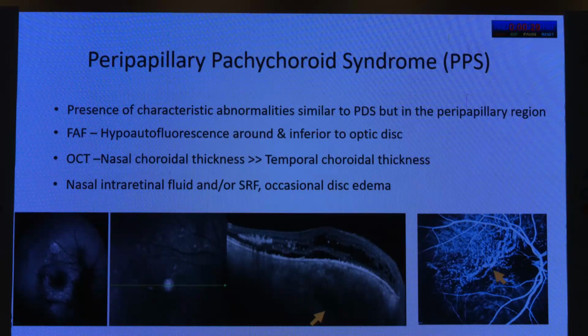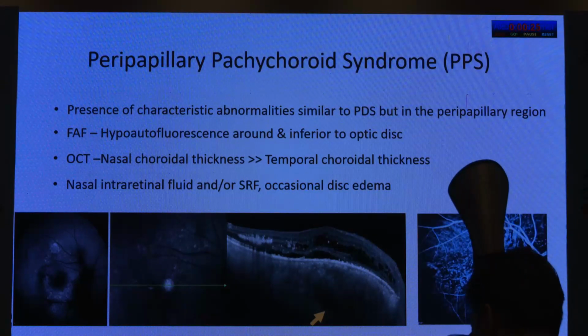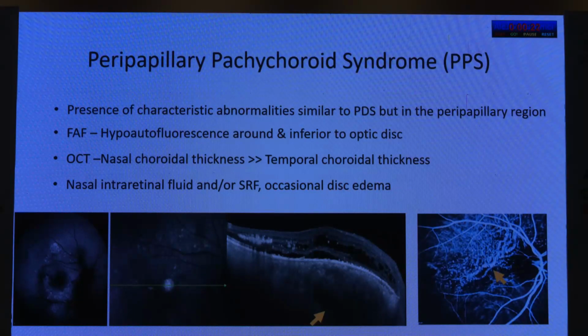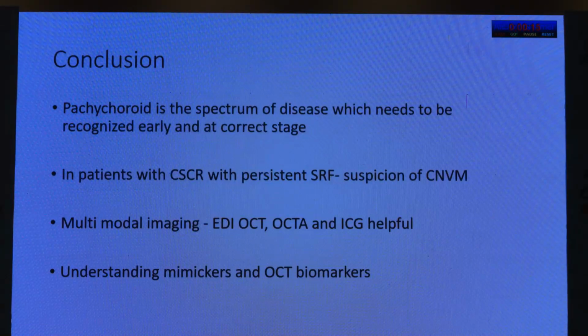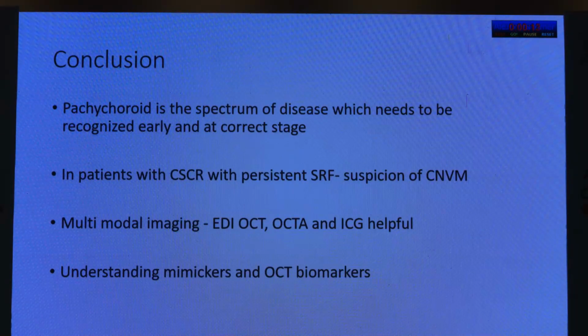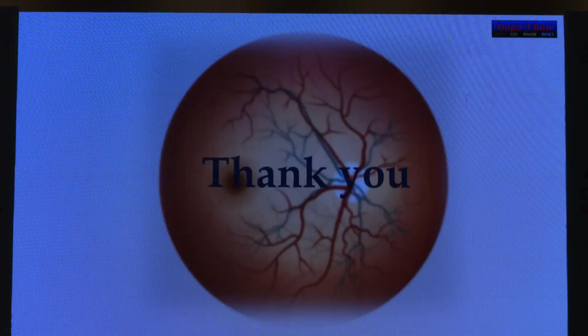In peripapillary pachychoroid syndrome, there is usually the presence of characteristic abnormalities same as the pachychoroid spectrum. The nasal choroidal thickness is more than the temporal choroidal thickness, and nasal IRF or SRF is there, and occasional disc edema. So to conclude, pachychoroid is a spectrum of disease which needs to be recognized early and at the correct stage. In patients with CSCR with persistent SRF, you should suspect CNVM. Multimodal imaging is helpful in this, like enhanced depth imaging OCT, OCTA, and ICG, and understanding the mimickers and OCT biomarkers is necessary. Thank you.